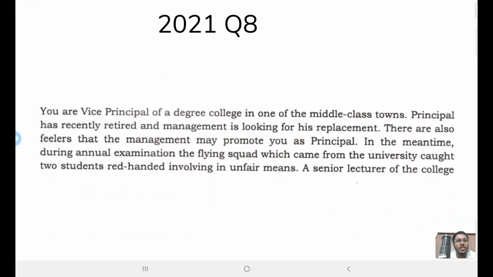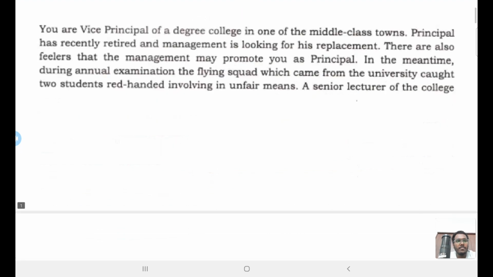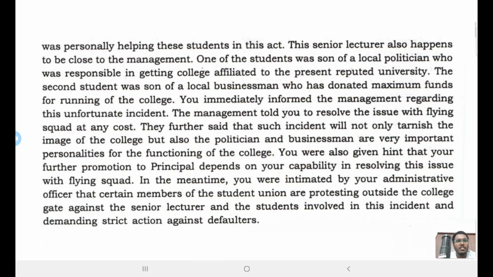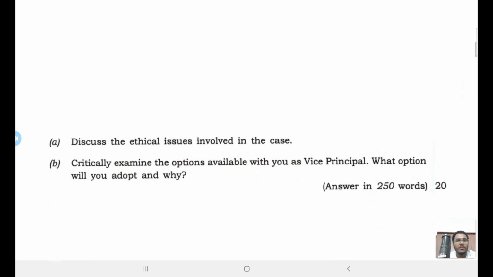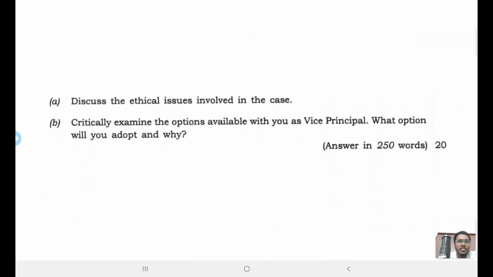This is the first part of the question. This is the second part of the question. Here are the subsections that you need to answer. So discuss the ethical issues involved in the case. You need to identify what all ethical issues are there, as many as possible.